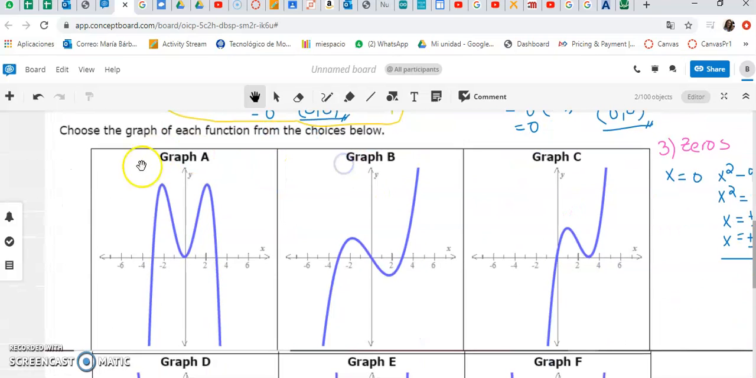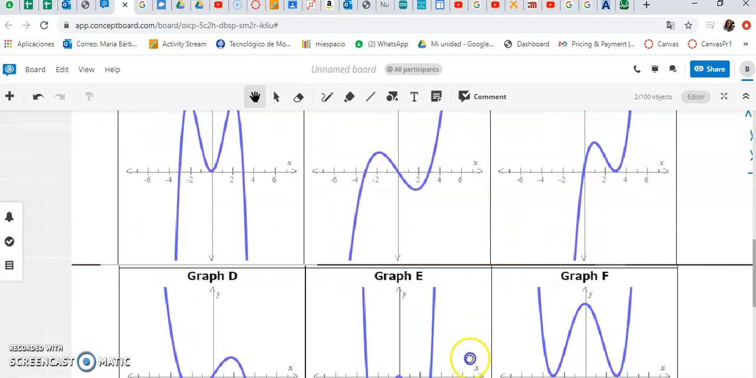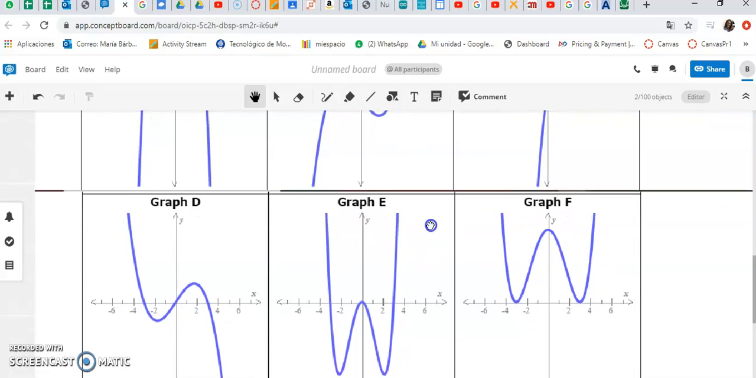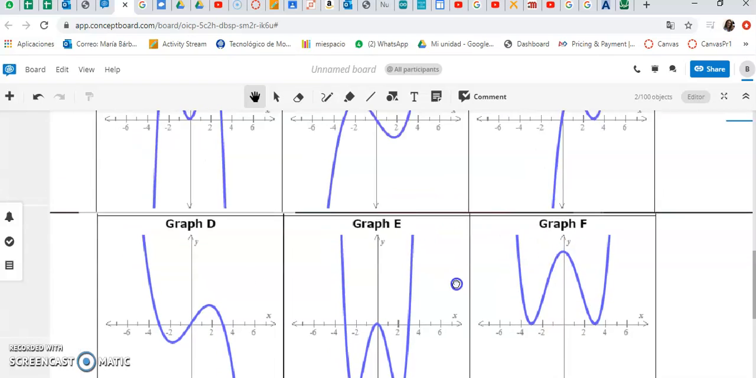Let's see. The first graph, graph A, does not rise to the left nor to the right. Graph B, no. C, no. So we are going to look for the ones that rise to the left and the right. Just graph E and graph F could work for us. But how are we going to identify which is the one we are looking for? In these two graphs, the y-intercept is in a different position. In this one it is at the origin, and in this other one we don't have the value, but it is not at the origin, so it is going to help us.